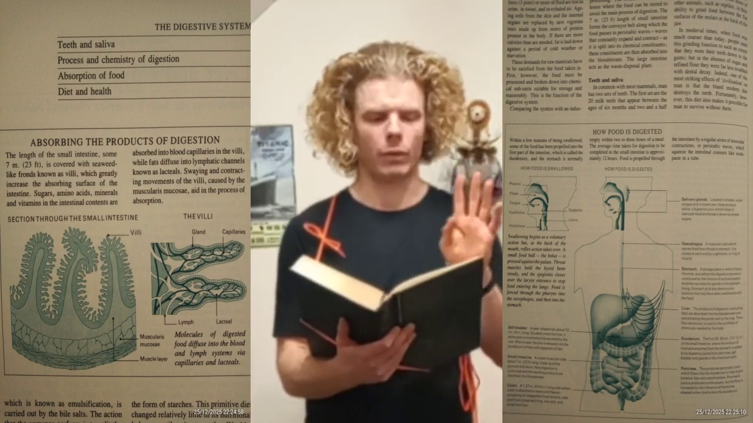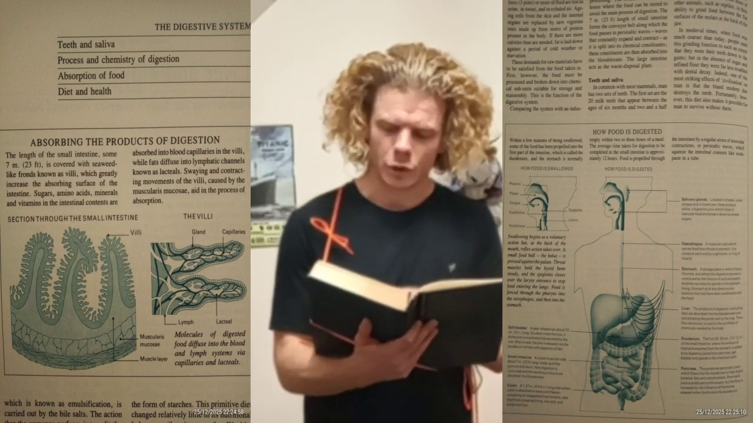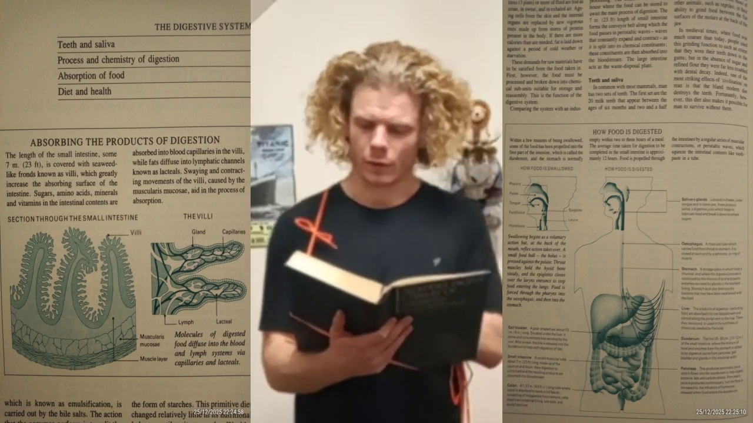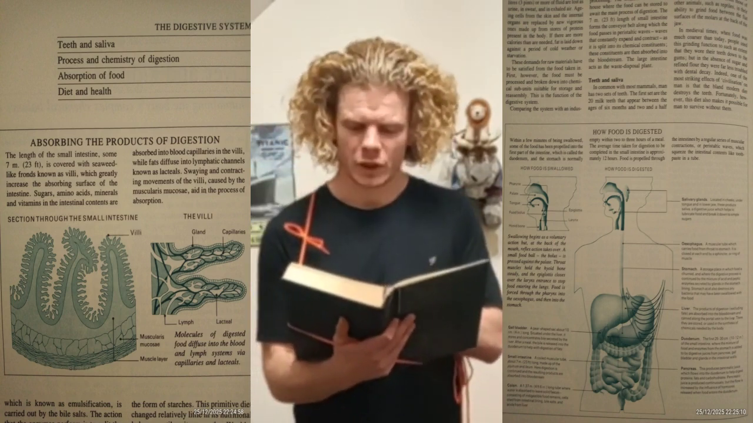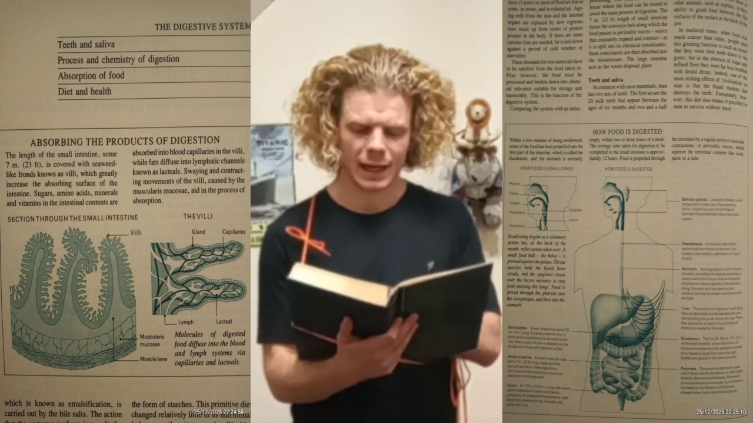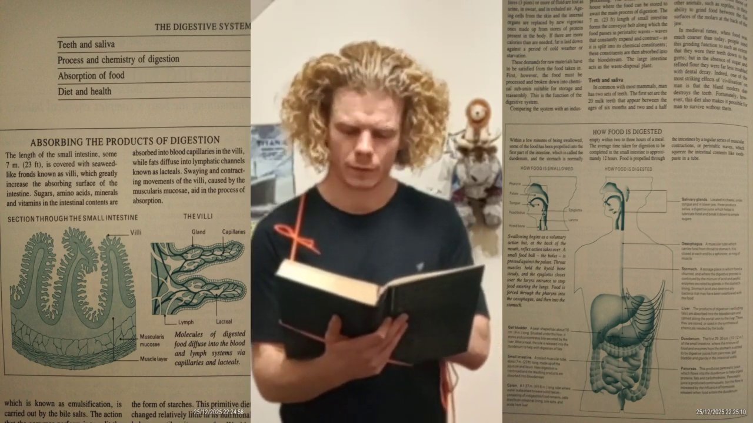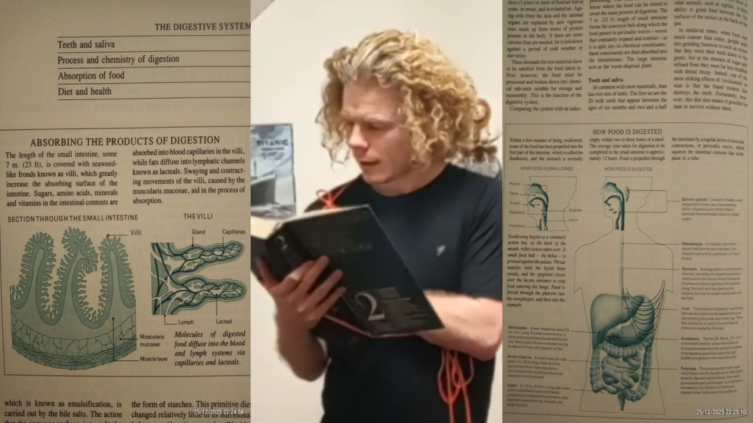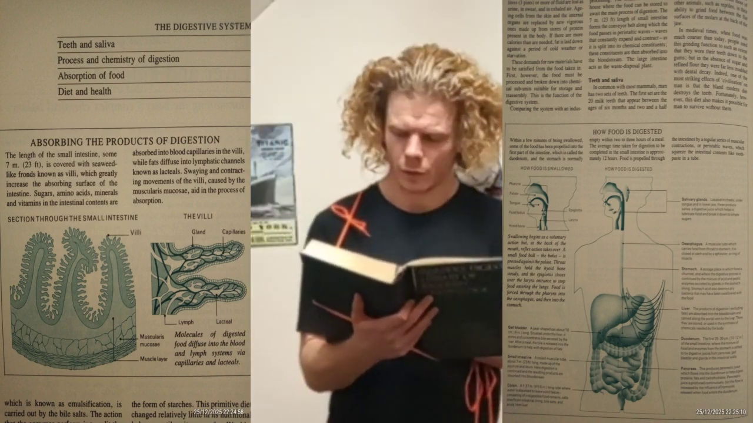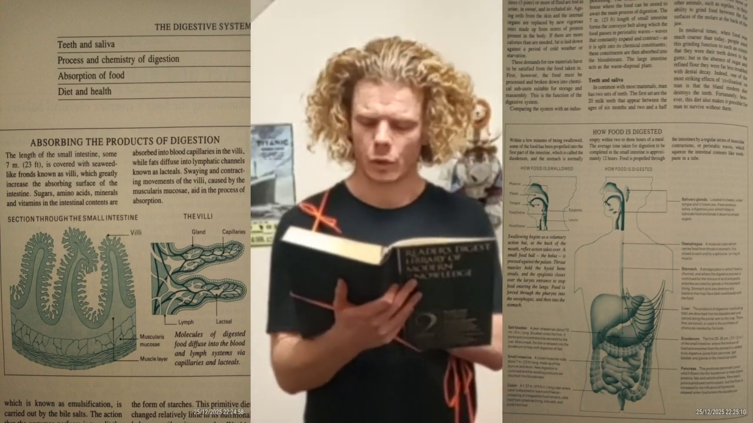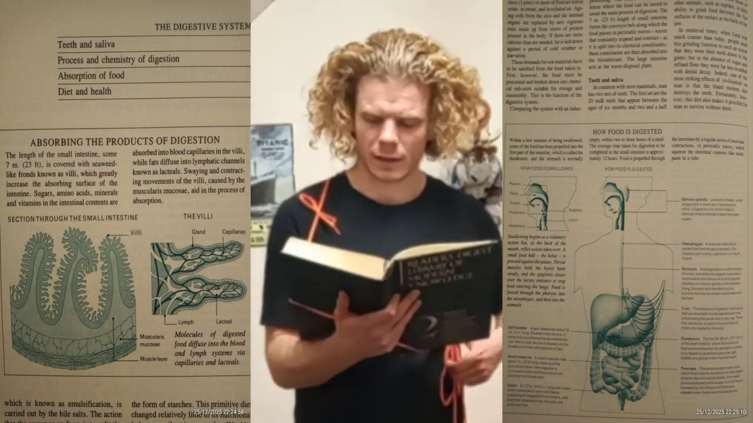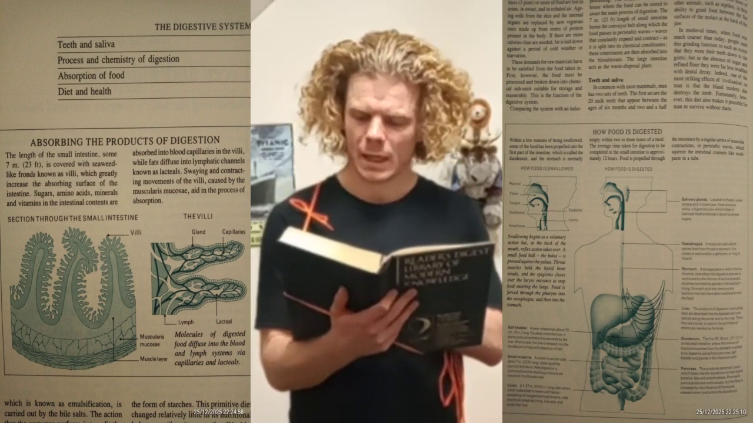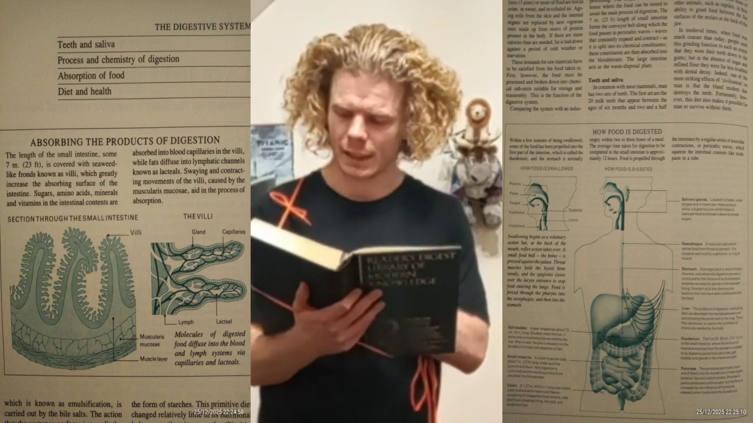And this is part 3 or 4 of the digestive system. We're talking about internal anatomy, and this is no medical advice. Absorbing the products of digestion. The length of the small intestine, some 7 meters, is covered with seaweed-like fronds known as villi, which greatly increase the absorbing surface of the intestine. Sugars, amino acids, minerals, and vitamins in the intestinal contents are absorbed into blood capillaries in the villi, while fats diffuse into lymphatic channels known as lacteals.